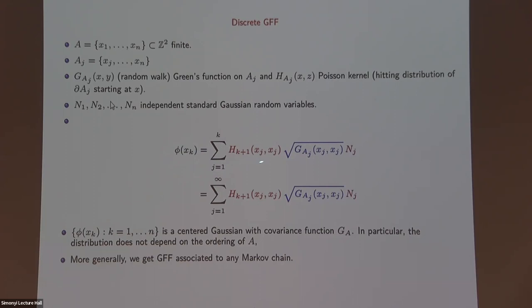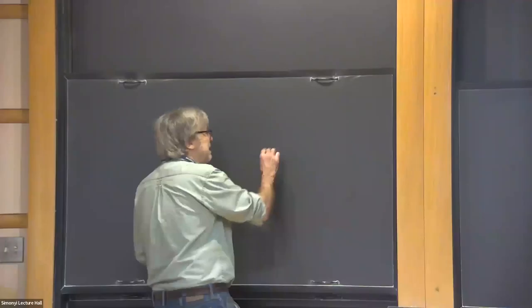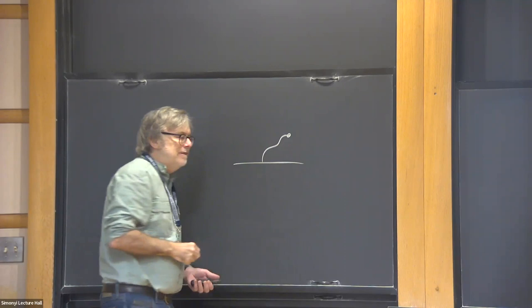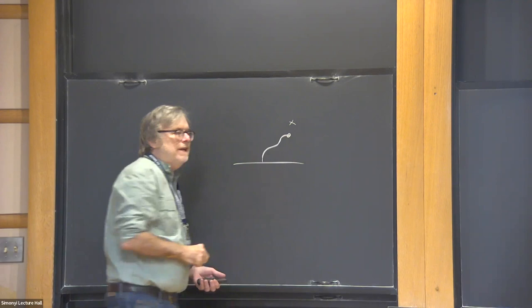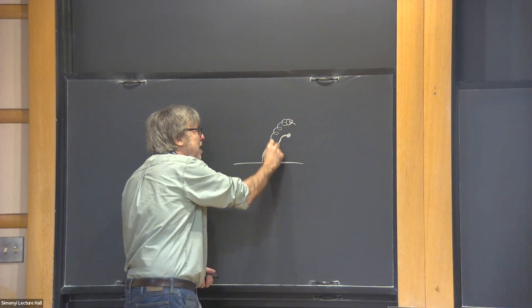It's easier just to draw this in a picture. We've explored a certain amount. We've seen the field at these points. Now we go to this point and we take our Markov chain, or a random walk, and let it run until it hits the boundary.